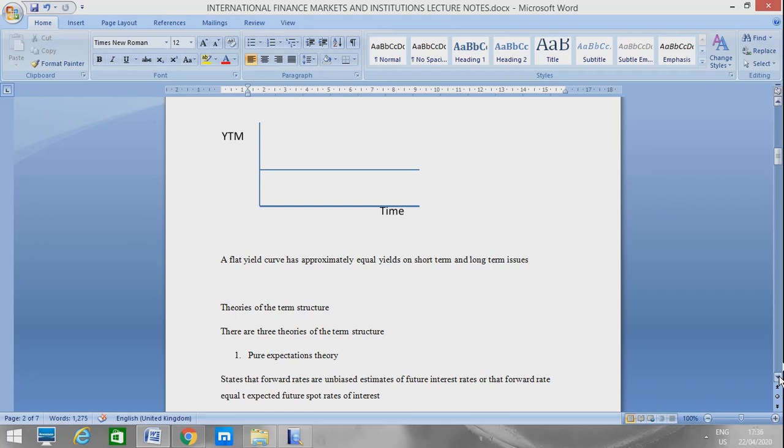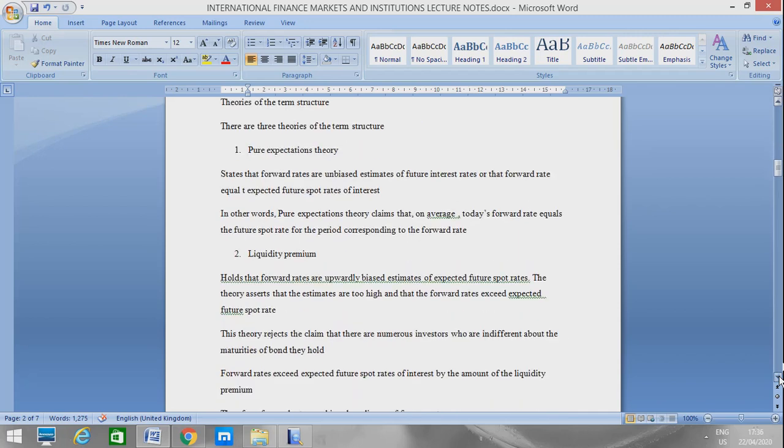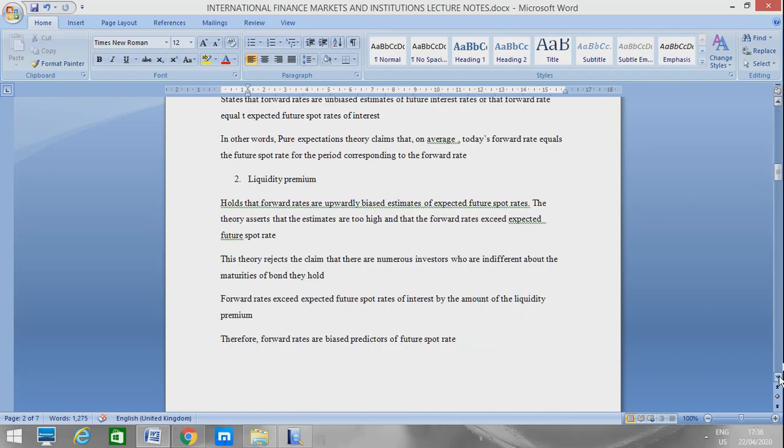With the liquidity premium theory, our investors are only concerned with the liquidity of their investments. So they normally go for short term because it is liquid. If we want them to come for our long term, we have to offer them a higher yield. Then they will be willing to move over to the long-term securities.